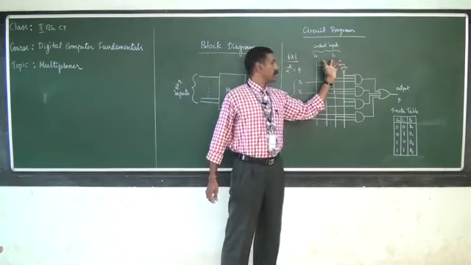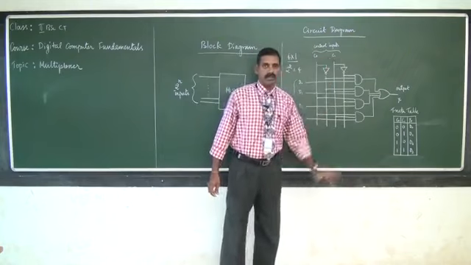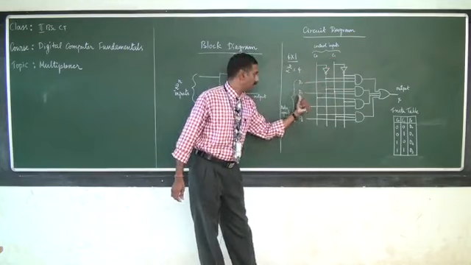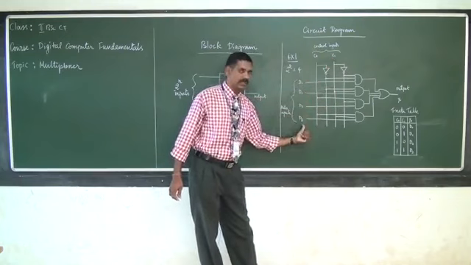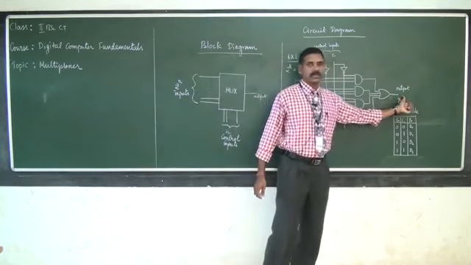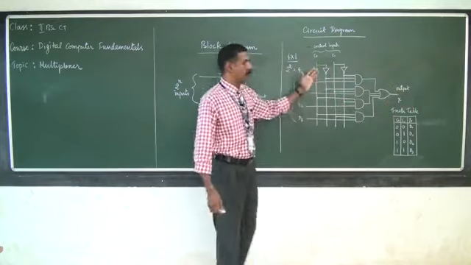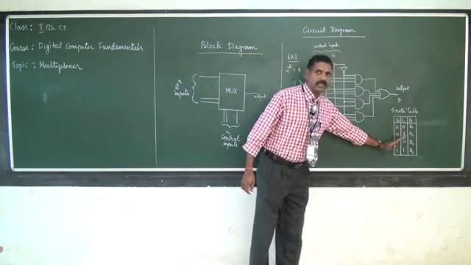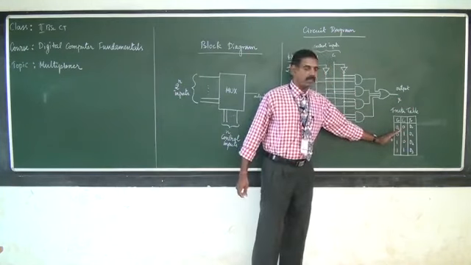Based on the control inputs present at its control terminals, this multiplexer selects various data like D0, D1, D2, D3 and transfers it into output stage Y0. Let's see how it works. Here the truth table tells the function of the 4x1 multiplexer.